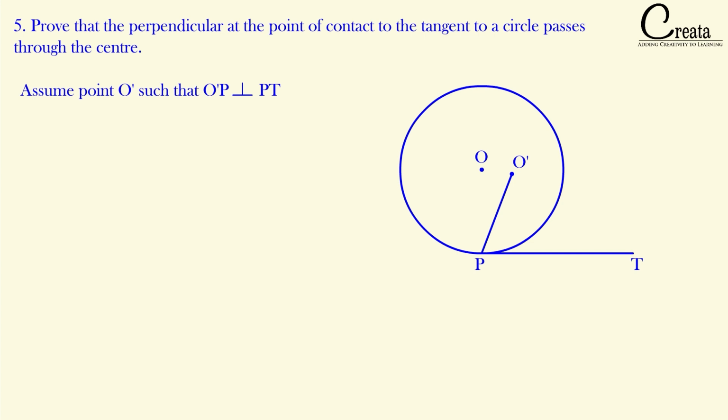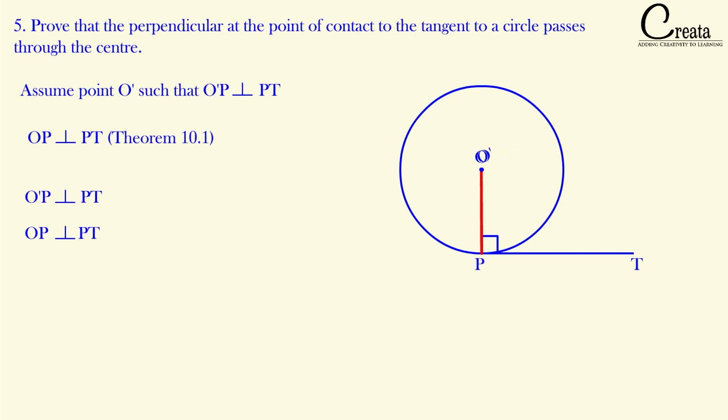Further, as per theorem 10.1, we know the radius and tangent are perpendicular to each other. It means OP and PT will be perpendicular to each other. If we compare both equations, in the first, O dash P is perpendicular to PT, and in the second, OP is perpendicular to PT. Both O dash P and OP are perpendicular to PT. This can only be possible if OP and O dash P are the same line. If these two line segments are different and both are perpendicular to PT, that cannot be possible.